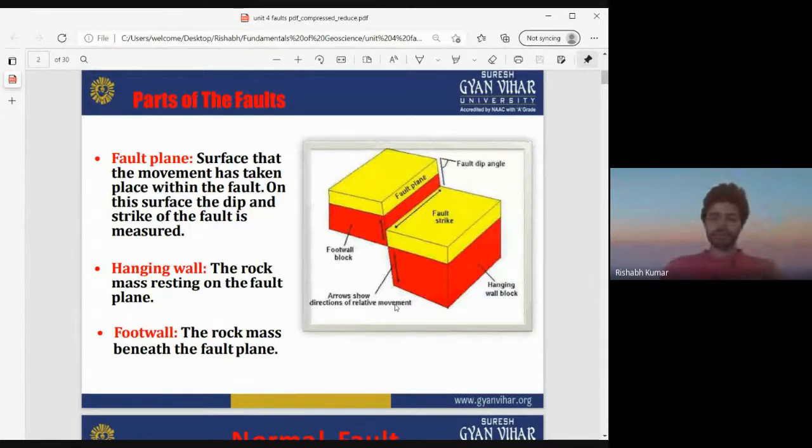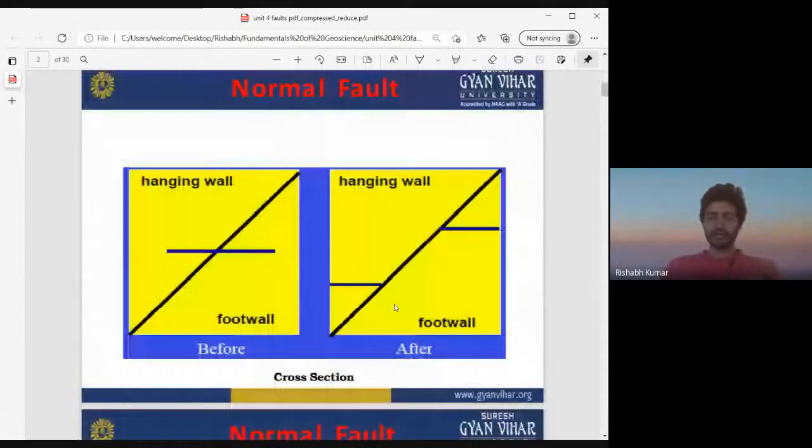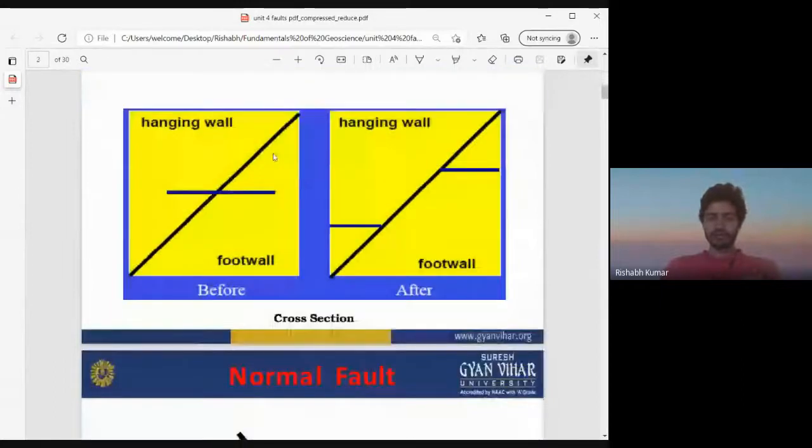So originally it was like this. So if this is your fault plane, this side of the wall, or this block, is supposed to be your hanging wall because it is above your fault plane. And this side of your fault plane is considered as footwall because it is below.